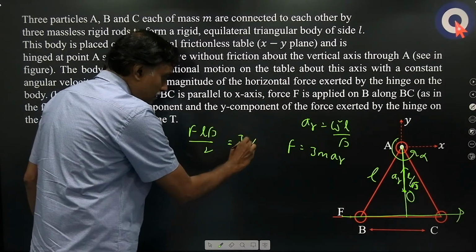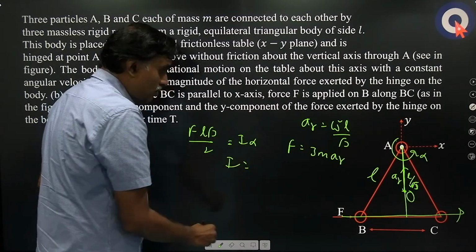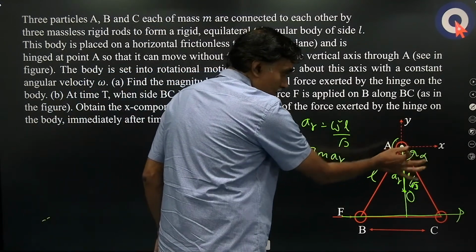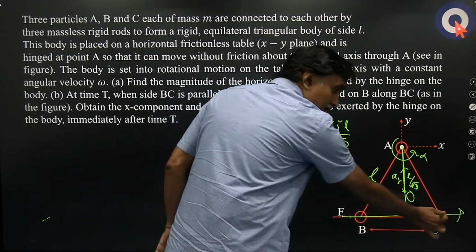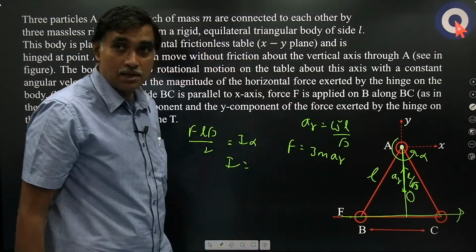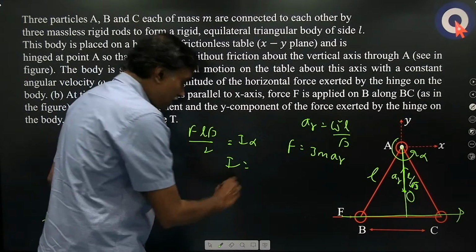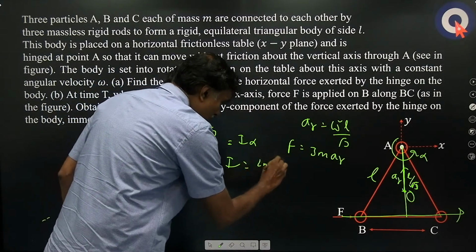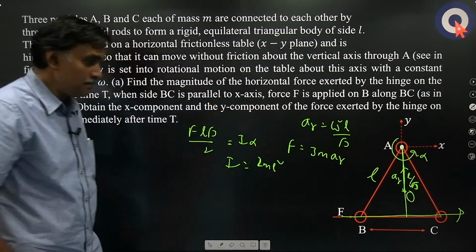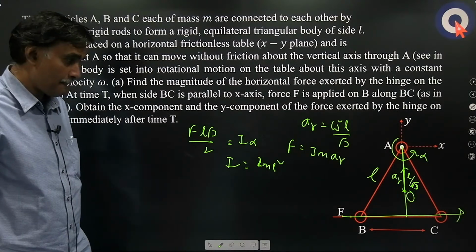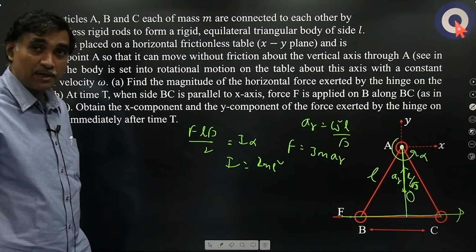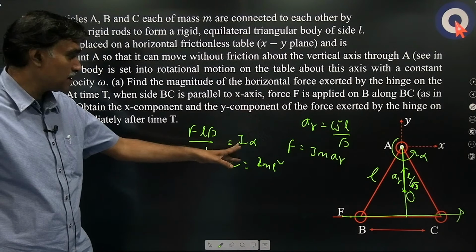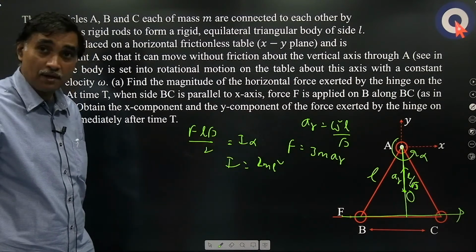I alpha. What is I? Moment of inertia about this axis. For this particle ml square, for this particle also ml square. What is moment of inertia? 2 ml square. That is moment of inertia. So, if I substitute this moment of inertia value here, we can find alpha.